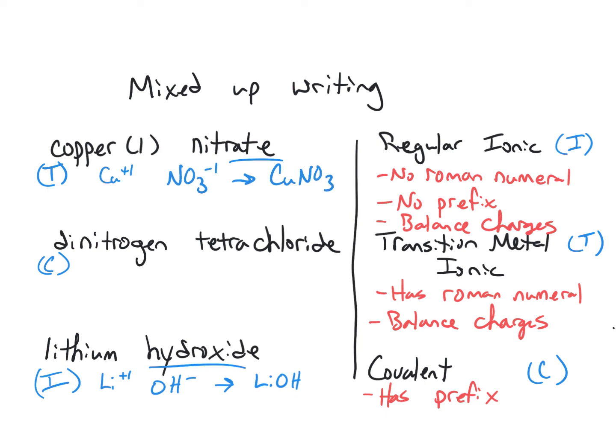Finally, the only one left is the covalent, and it has prefixes. So I just translate the prefixes into symbols and numbers. So dinitrogen, well, that's 2 nitrogens, N2, and then tetrachloride, that's 4 chlorines, so Cl4. And make sure that you don't reduce covalents. They have prefixes and they don't reduce. So the final compound is N2Cl4.